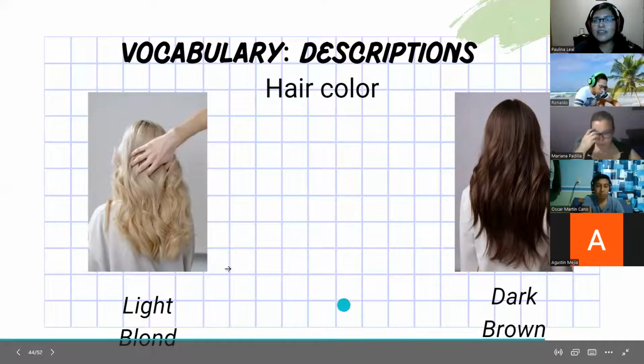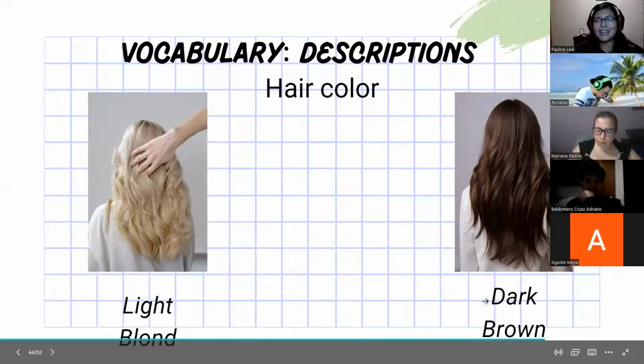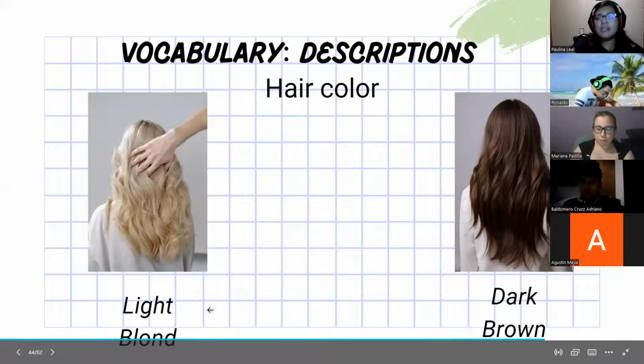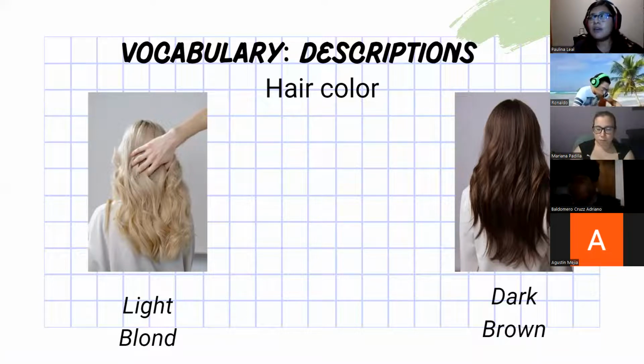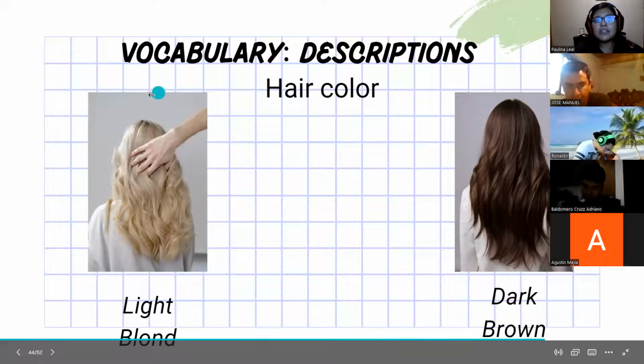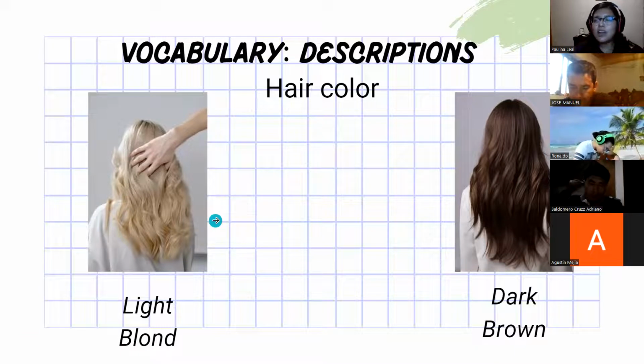Si light es claro, ¿qué será dark? Oscuro, exactamente. Igual, aquí no estoy siendo específica con el color. Puede ser rojo oscuro, rubio oscuro, café oscuro. El punto es que es oscuro. Si me quiero poner un poquito más específica, yo puedo decir el color como tal. A lo mejor alguien tiene pintado el pelo de rosa. She has pink hair. She has black hair. I have brown hair. And this person, I wouldn't say she has yellow hair.